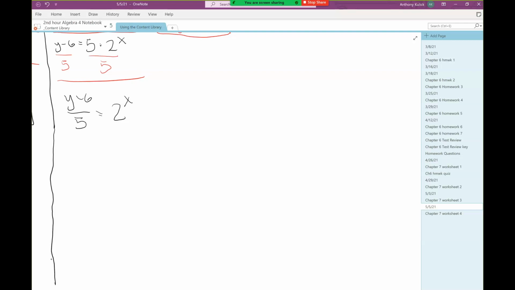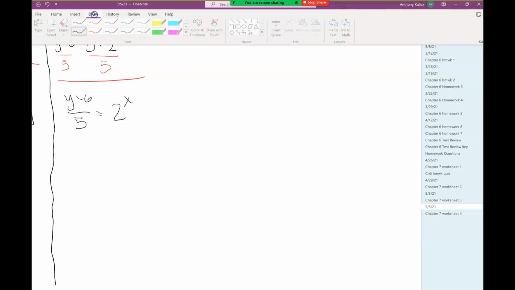Square root. Square root won't work because it's not going to get the x out of the exponent, right? It would get rid of an exponent, but the x is what we want to keep. We want to get rid of the 2 instead. The 2 is an exponent base, right? What cancels an exponent base? A logarithm. So that's what we're going to do to both sides.